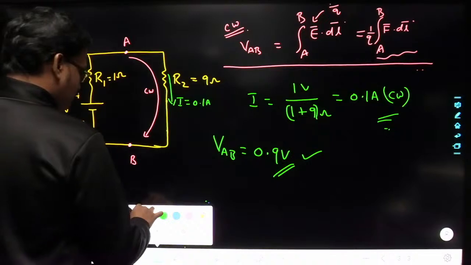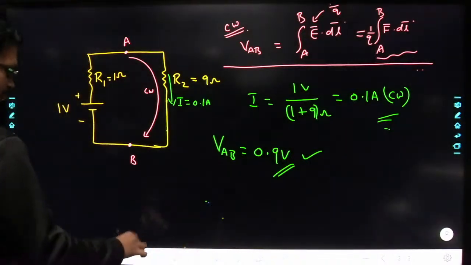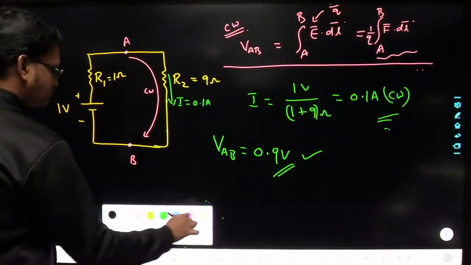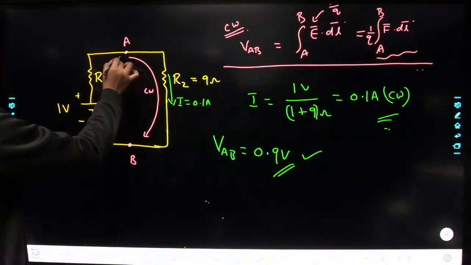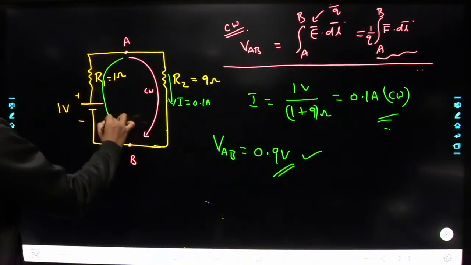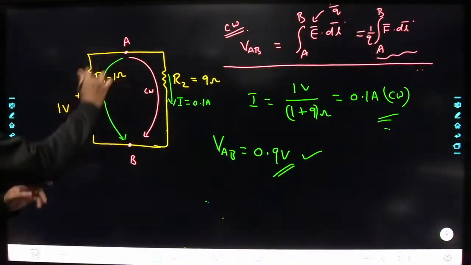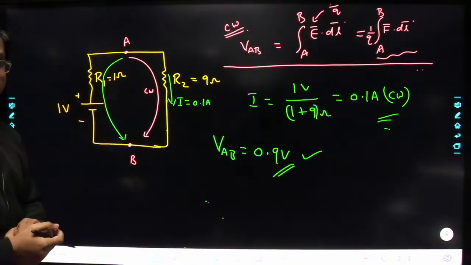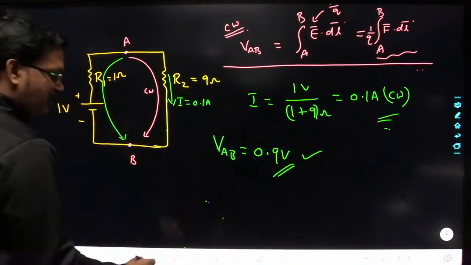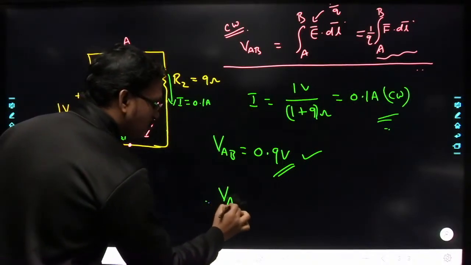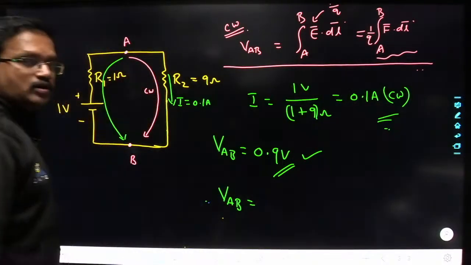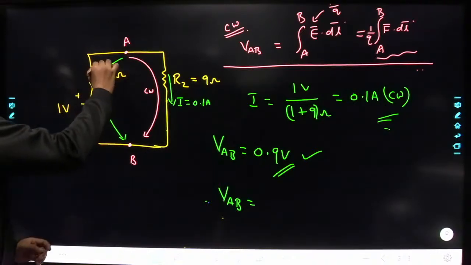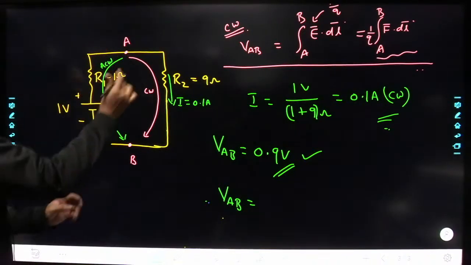Suppose you move from A to B in anti-clockwise direction like this. Okay, so then what is VAB you are going to get? Tell me, what is VAB you are going to get if you move in anti-clockwise direction?